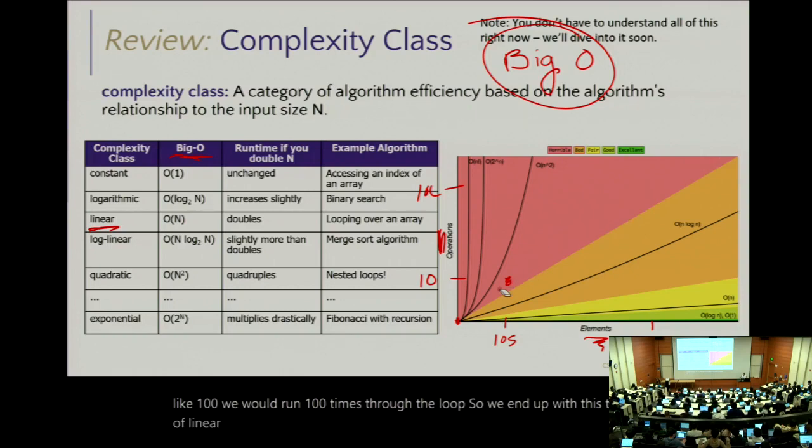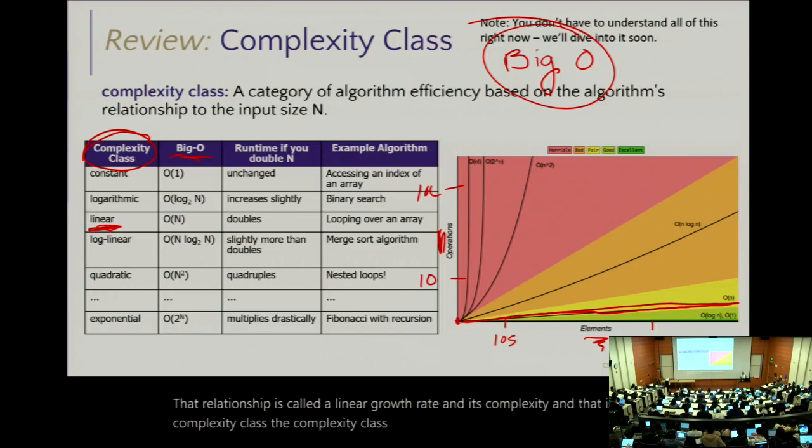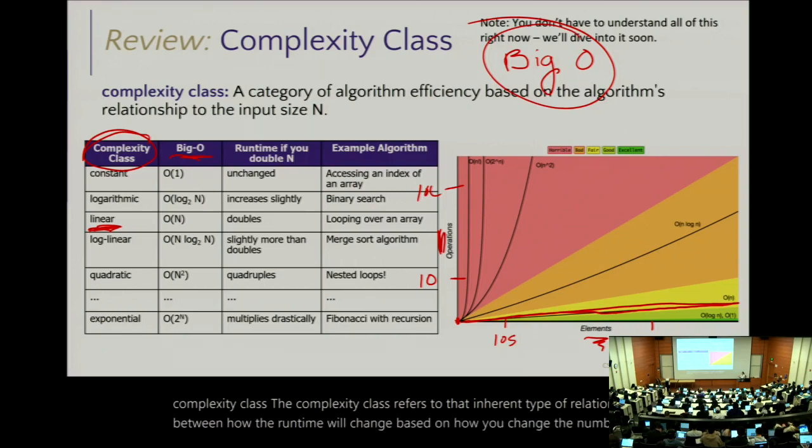I just realized I drew it on this lovely logarithmic graph here, but you can see here is the linear line of what that might look like. So as the number of elements grows, the number of operations we execute grows in the exact same way. That relationship is called a linear growth rate, and that is its complexity class. The complexity class refers to that inherent type of relationship between how the runtime will change based on how you change the number of items put into the algorithm.